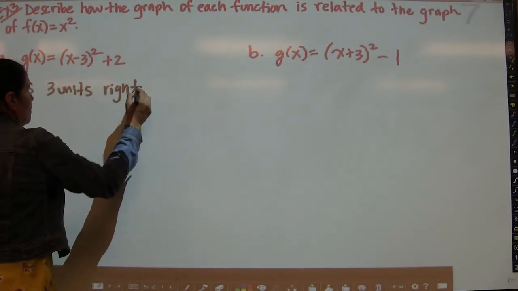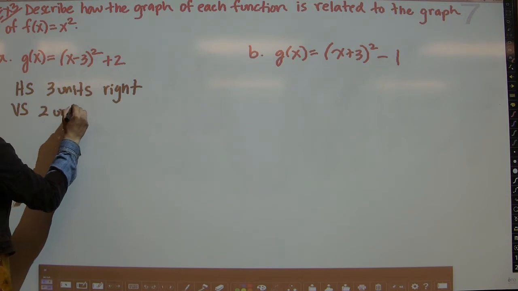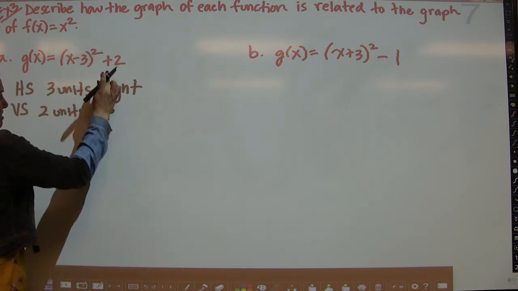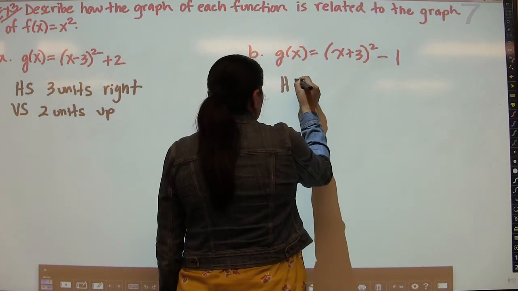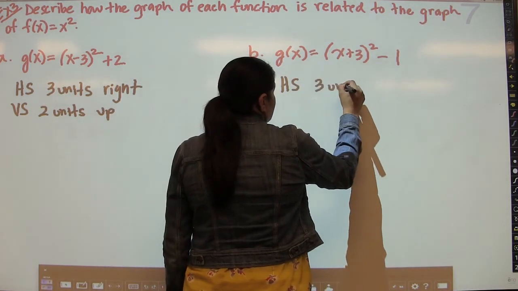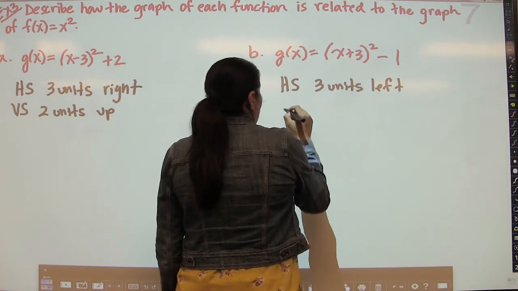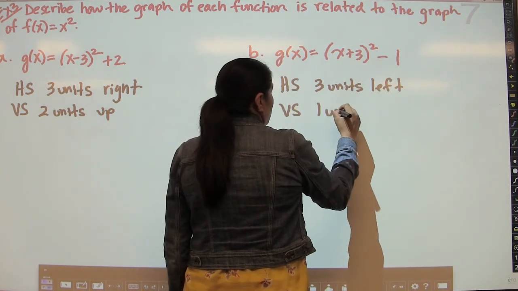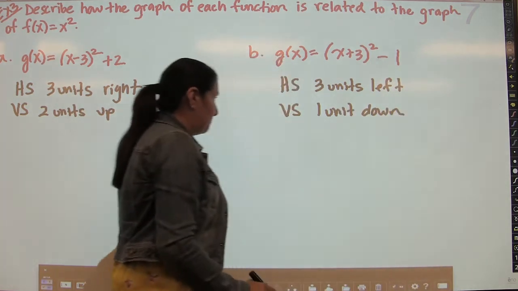But at the same time, you also have a vertical shift of 2 units up because of the plus 2. In the case of part B, you're going to have a horizontal shift of 3 units left because of the plus 3, and you're going to have a vertical shift 1 unit down because of the minus 1.